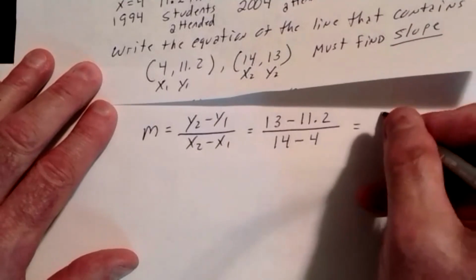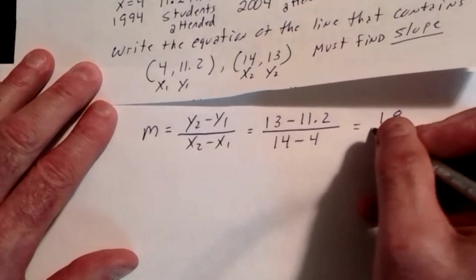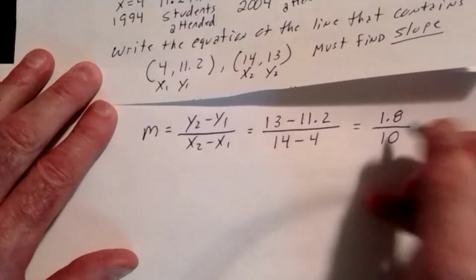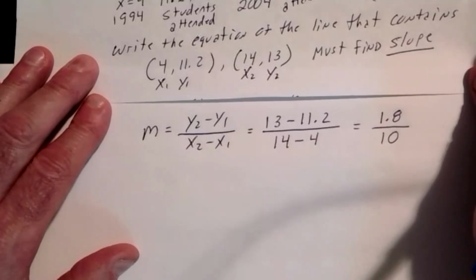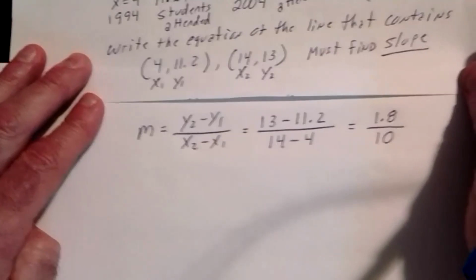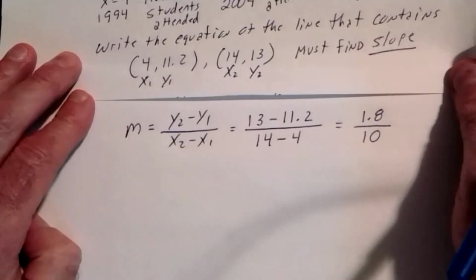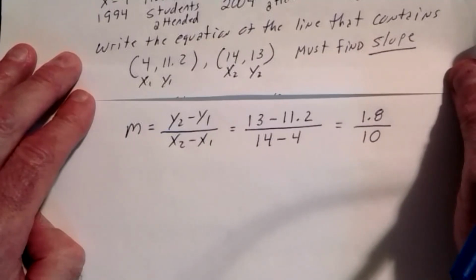1.8. 1.8 divided by what? 10? Does anybody want to interpret what this slope is really saying? What is this slope really saying? Can anybody interpret this for me? Yeah, I see. It's 1.8 over 10. What does it really mean in the context of this problem here?